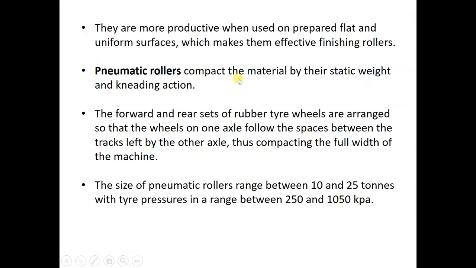The pneumatic roller compacts the materials by static weight and kneading action. The pneumatic tire has static weight, it can weigh 10 tons, 20 tons, and there's a kneading action because they have individual tires. The forward and rear sets of rubber tires are arranged so that the wheels on one axle follow the space between the tracks left by the other axle, thus compacting the full width of the machine. So the tires in front and rear will cover all the space between the two sets of wheels.